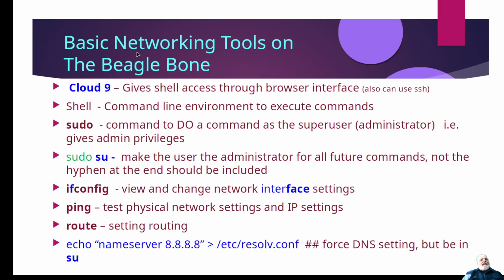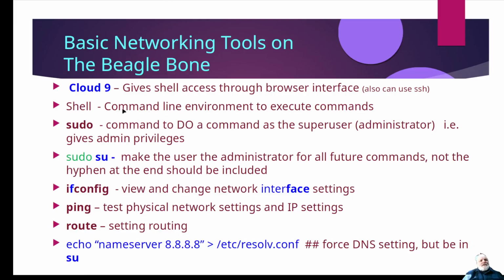All right, on Linux devices, especially our BeagleBone, the BeagleBone has a service running on port 80 called Cloud9. This will allow us to get a shell or command line interface into the BeagleBone to test or modify networking if we need to.